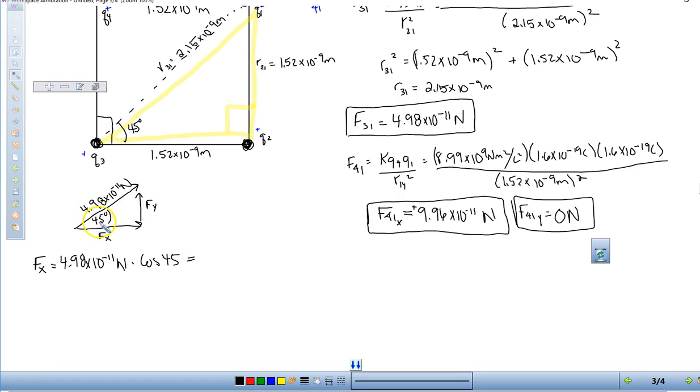And with similar logic, this is the opposite here. So with that said, this is going to be Fy. When it's opposite, it's going to be sine. So Fy here is going to be the hypotenuse times sine 45, so 4.98 times sine 45. So I'm going to go ahead and plug that in, 4.98 e to the negative 11 times cosine 45.